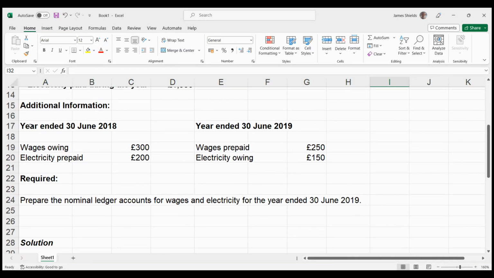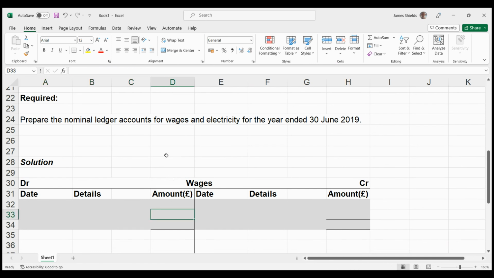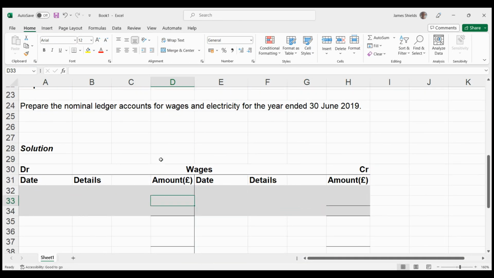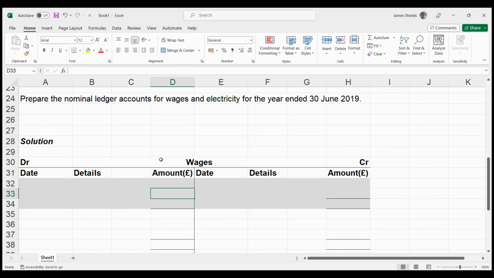It says in year ended 30 June 2018, wages were owing of £300. So the grey bit is going to be for the year ended 30th of June 2018. If wages were owing at the end of June 2018, that would have to increase the wages amount, and the wages amount would have been £300. So that's going to go on my debit side.